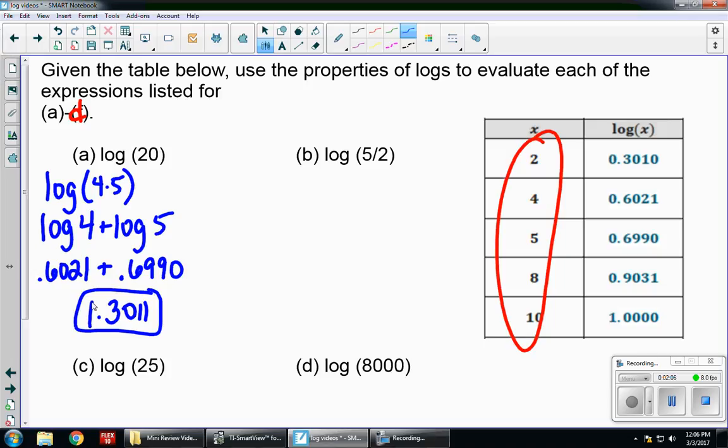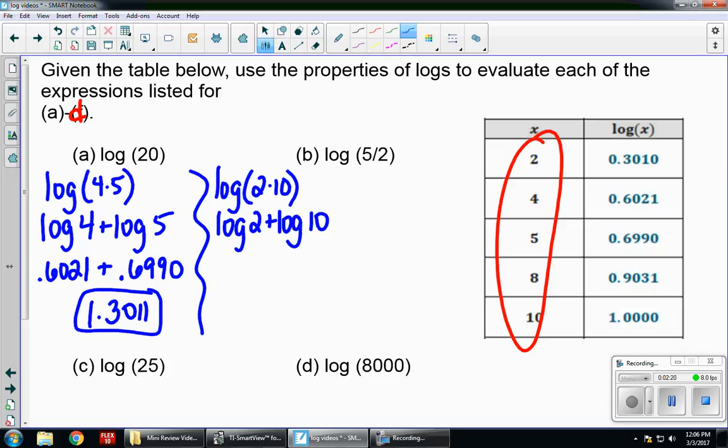So I said there were two ways. Instead of using 4 times 5, you could also use 2 times 10. So this would be log 2 times 10, which would be log 2 plus log 10. According to the table, log 2 is 0.3010, and according to the table, log 10 is 1. When I add those together, 1.3010. So slightly different answers, but just based on the rounding. But as long as you're using the table, that gets you full credit regardless of which way you do it.